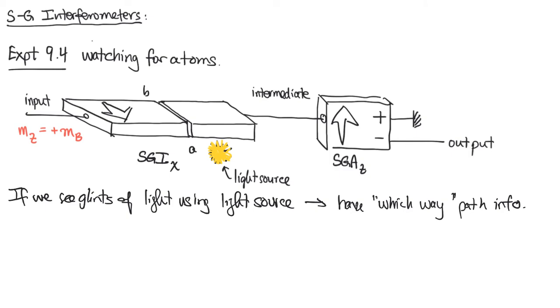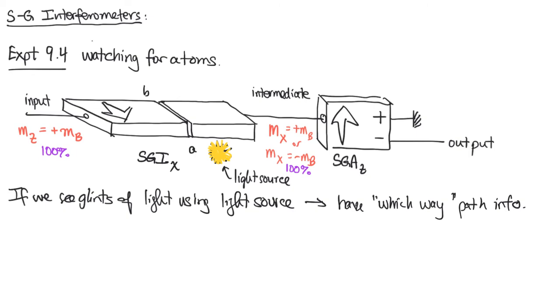And if we have which-way path information, then the state of the atom here in the intermediate position is not Mz plus. It's either going to be Mx plus, or it's going to be Mx minus, depending which path we saw the light on, okay? And since all of the atoms are going to make it from input to intermediate, we have 100% of our atoms here. So if we put in 100 atoms, we still have 100 atoms.